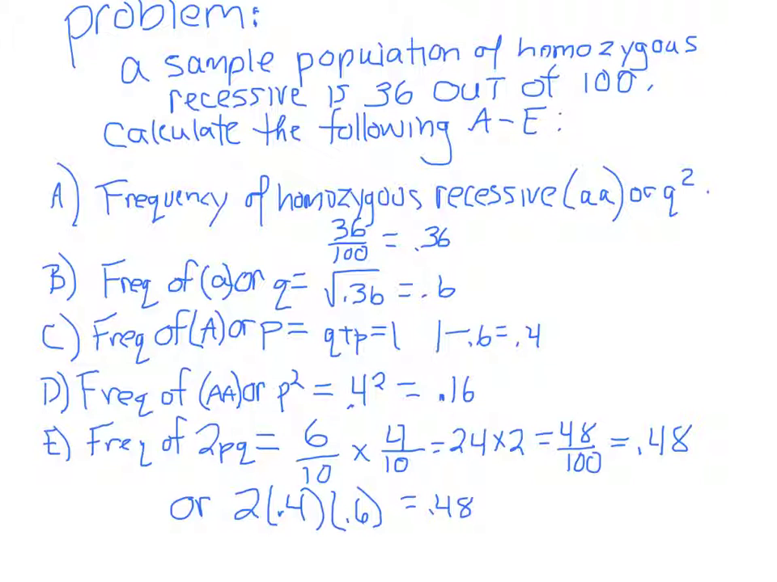Another way you could do it is just take 2 times 0.4 times 0.6 and you get 0.48. And that's it for the Hardy-Weinberg equations.